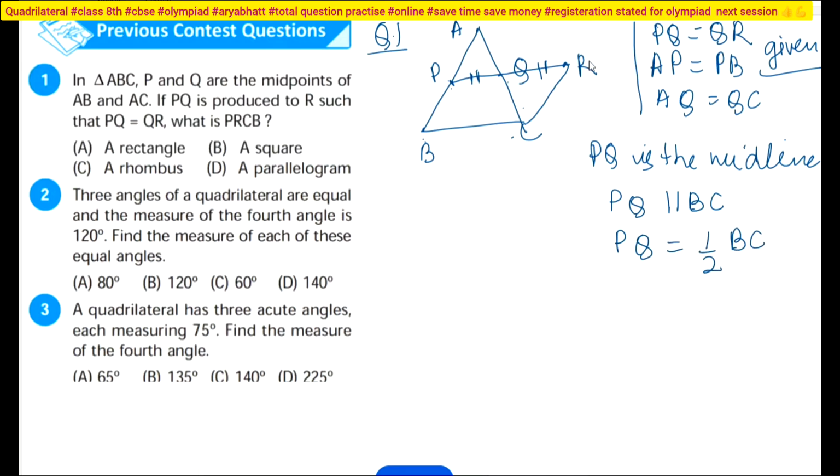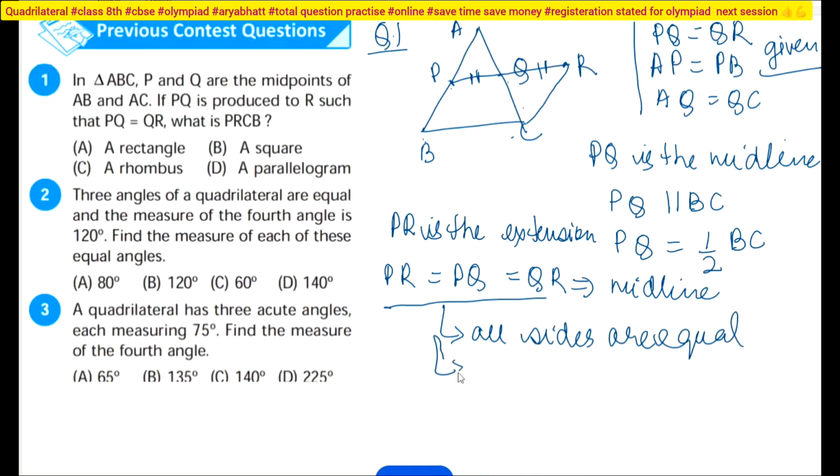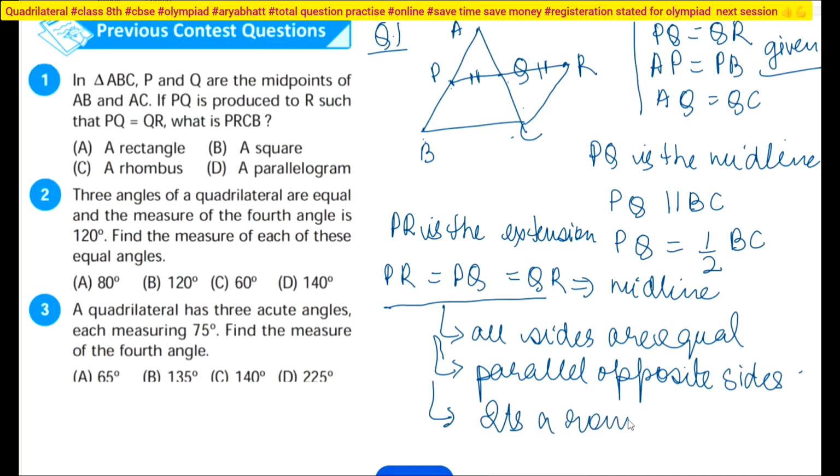Clear? Now PR is the extension. So I know that this one is equal to this one. Okay, so PR is the extension, so PR is equal to PQ is equal to QR, because of this midline. So I will say that all sides are equal and opposite sides are parallel. Moreover, we also have parallel opposite sides, right? So therefore I will say it's a rhombus. Okay, this PRCB is a rhombus.